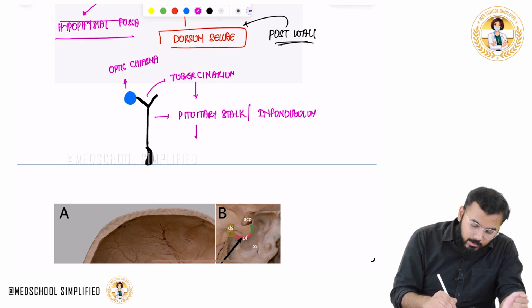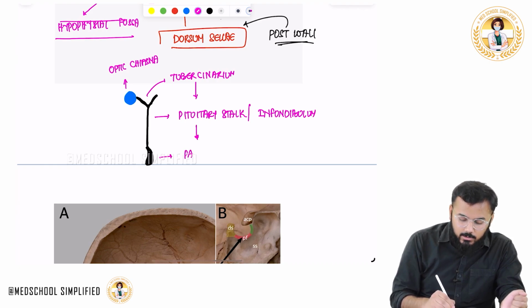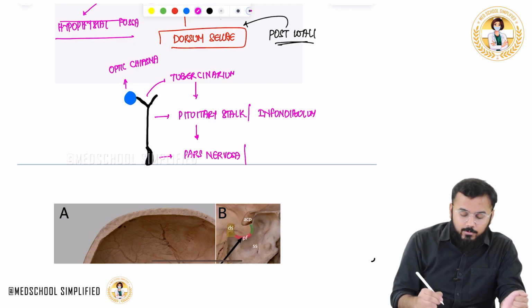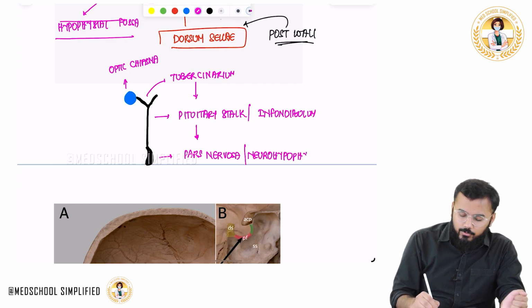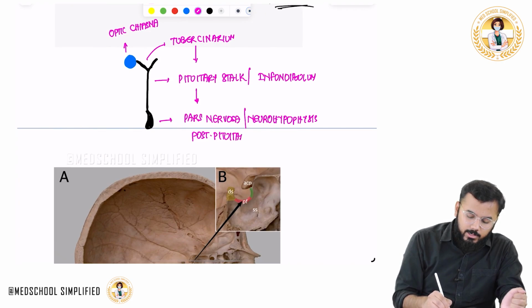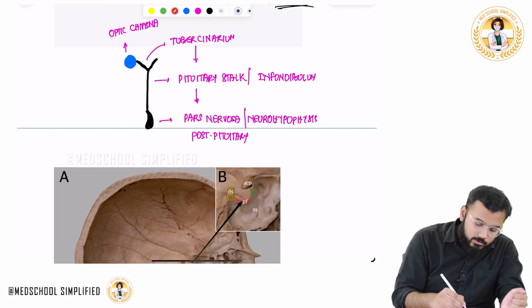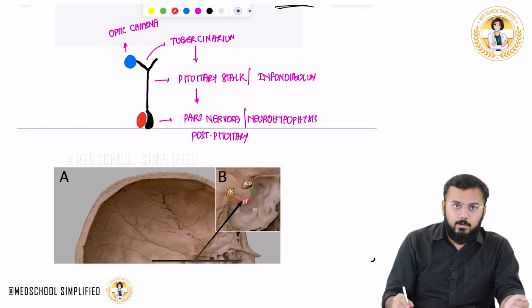And the infundibulum or pituitary stalk is again continuous with another structure. This one over here is called the pars nervosa. What is the other name for pars nervosa? It is called the neurohypophysis. What is the other name for neurohypophysis? Posterior pituitary. Then where is the anterior pituitary? This is your anterior pituitary over here. You see, the anterior pituitary has no connection with the pituitary stalk.